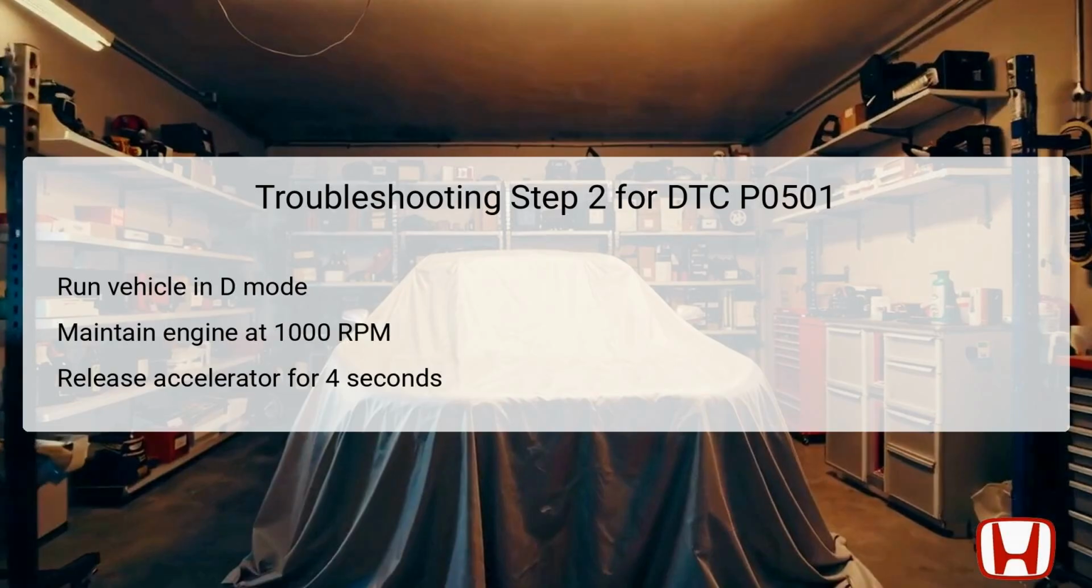During the second step of troubleshooting DTC P0501, the vehicle must be run with the shift lever in the D drive position. It's important to maintain the engine speed at or above 1,000 RPM throughout this process, as adequate engine revs ensure proper operation of the transmission and related components. After reaching the desired RPM, the technician should release the accelerator pedal for at least 4 seconds. Observing the vehicle's behavior during this time is critical. It allows you to monitor how the CVT responds once the accelerator input is removed.